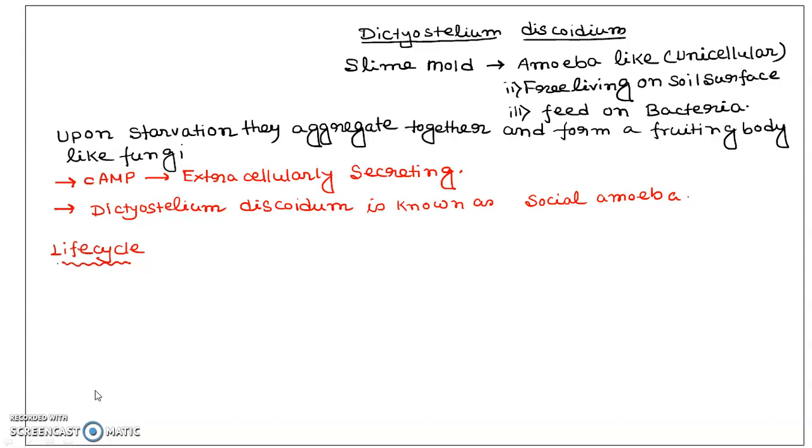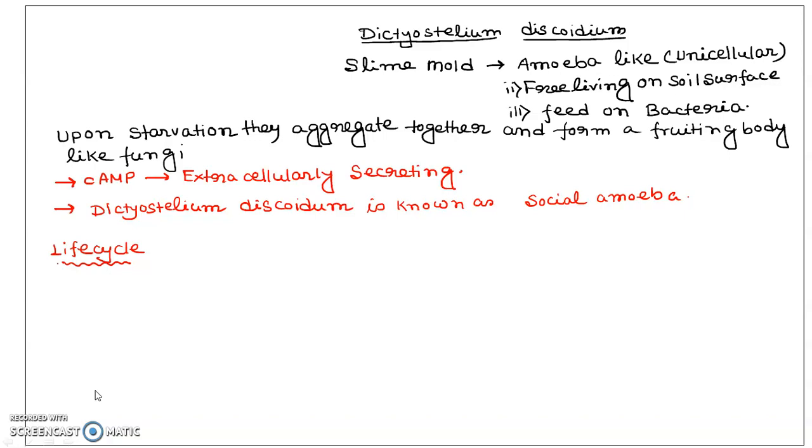Today we will learn about Dictyostelium discoideum and how its cellular aggregation forms. This is an important part of developmental biology, and many times there is a question from this part. This year, in the CSIR NET exam, a question may come from this topic. So let's begin: how does Dictyostelium discoideum cellular aggregation form?